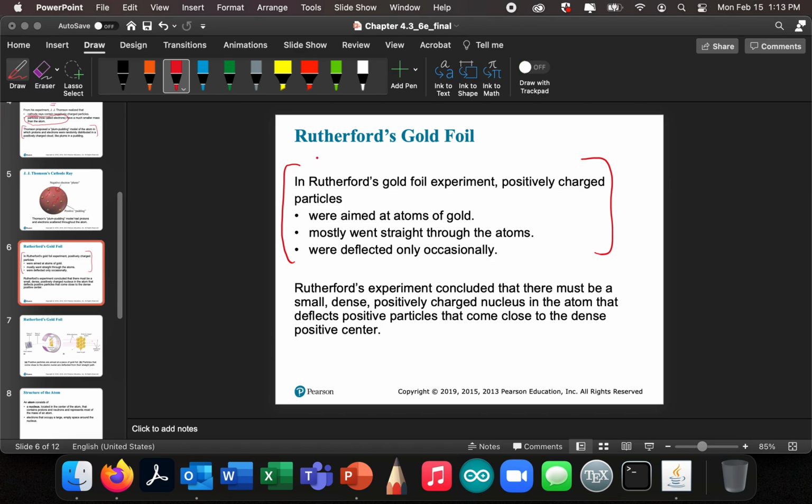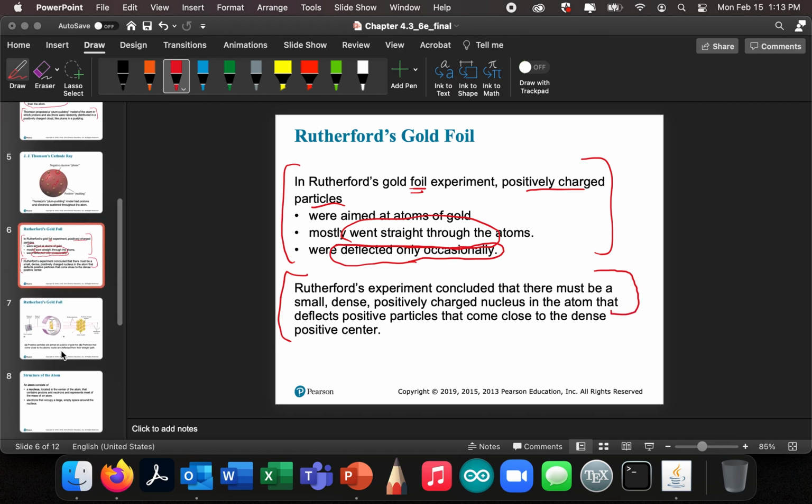So Rutherford, anyway, gold foil experiment. This is really cool. What he did was he took a gold foil, made of gold atoms, and he shot positively charged particles at it. Okay, mostly they went straight through the atoms. Some of them were ricocheted off like billiard balls, right? Deflected off only occasionally. Rutherford's experiment concluded that there must be a small, dense, positively charged nucleus that deflects positive charged particles that come close to its center.